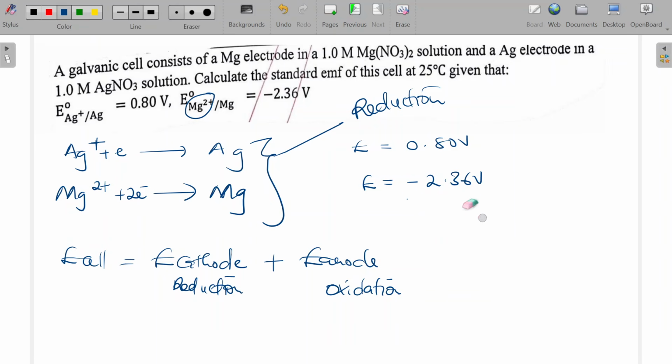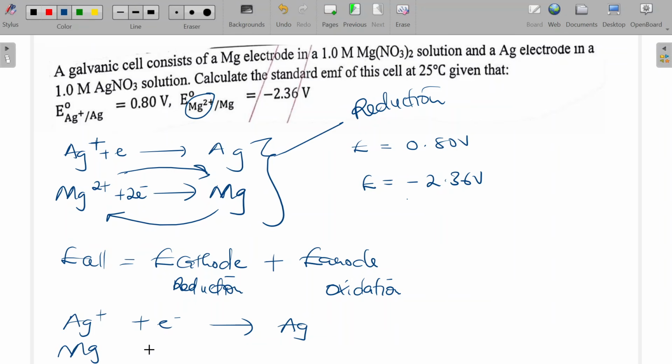So this one is going to be negative 2.36 volts. When you change it, we are going to have silver plus electron transfer giving us the silver. And then we have the magnesium. When you change it, this one comes this side, both of these two come this side. As a result, you're going to have magnesium being converted to magnesium 2 plus and 2 electrons.